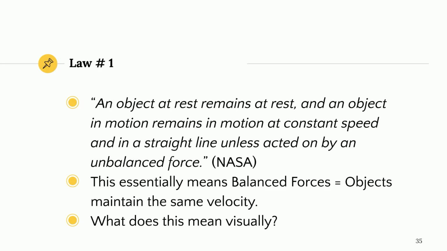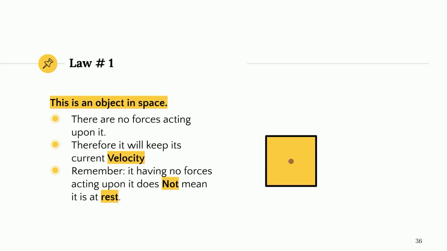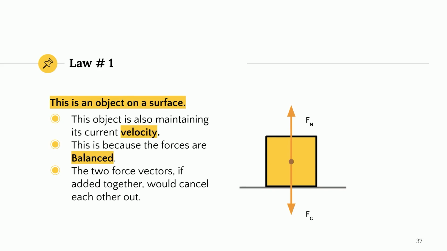What does this mean visually? This is an object in space. There are no forces acting upon it. Therefore, it will keep its current velocity. Remember, it having no forces acting upon it does not mean it is at rest, like I said earlier. This is an object on a surface. The object is also maintaining its current velocity. This is because the forces are balanced. The two force vectors, if added together, would cancel each other out. In more plain words, the two arrows with the magnitude and direction, if you were to add them together, would cancel each other out because they're in opposite directions and have the same magnitude. So if you add them together, it will be 0.